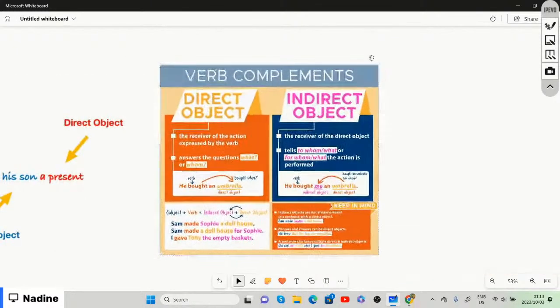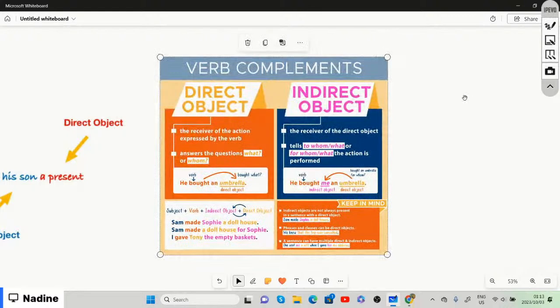And if we now look at the difference again of the direct object as well as the indirect object, right?